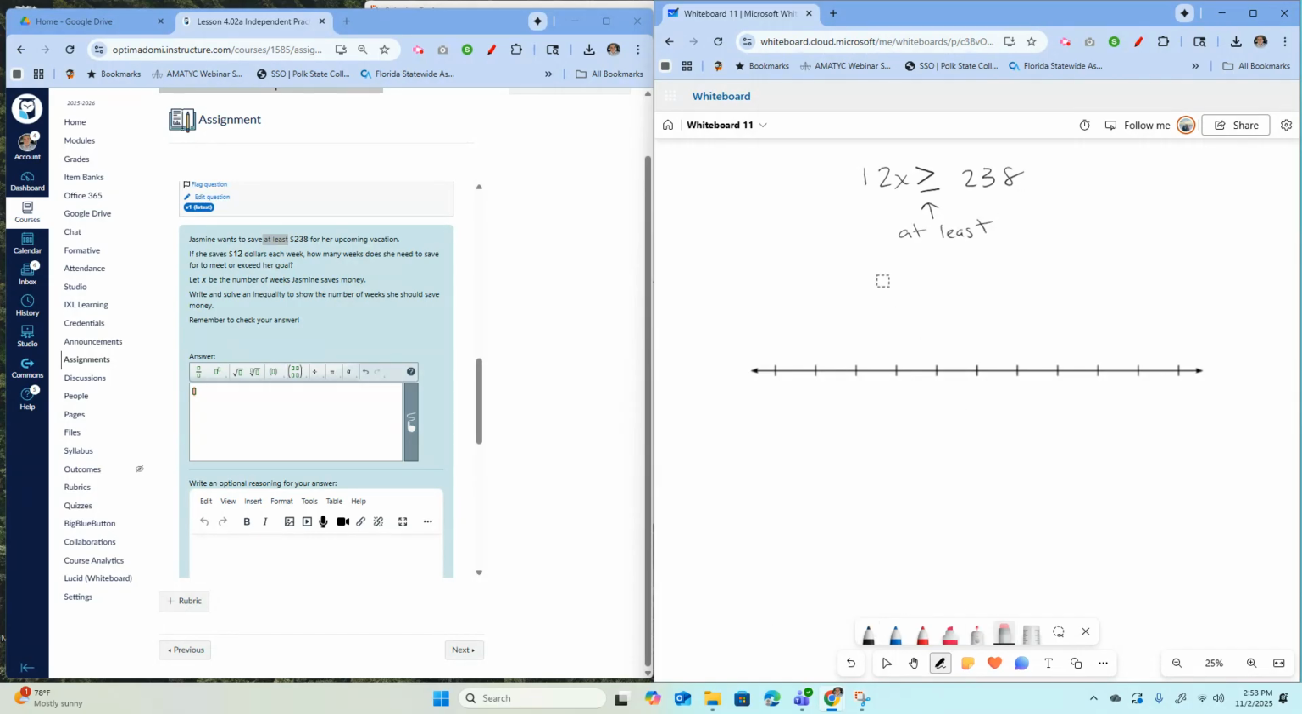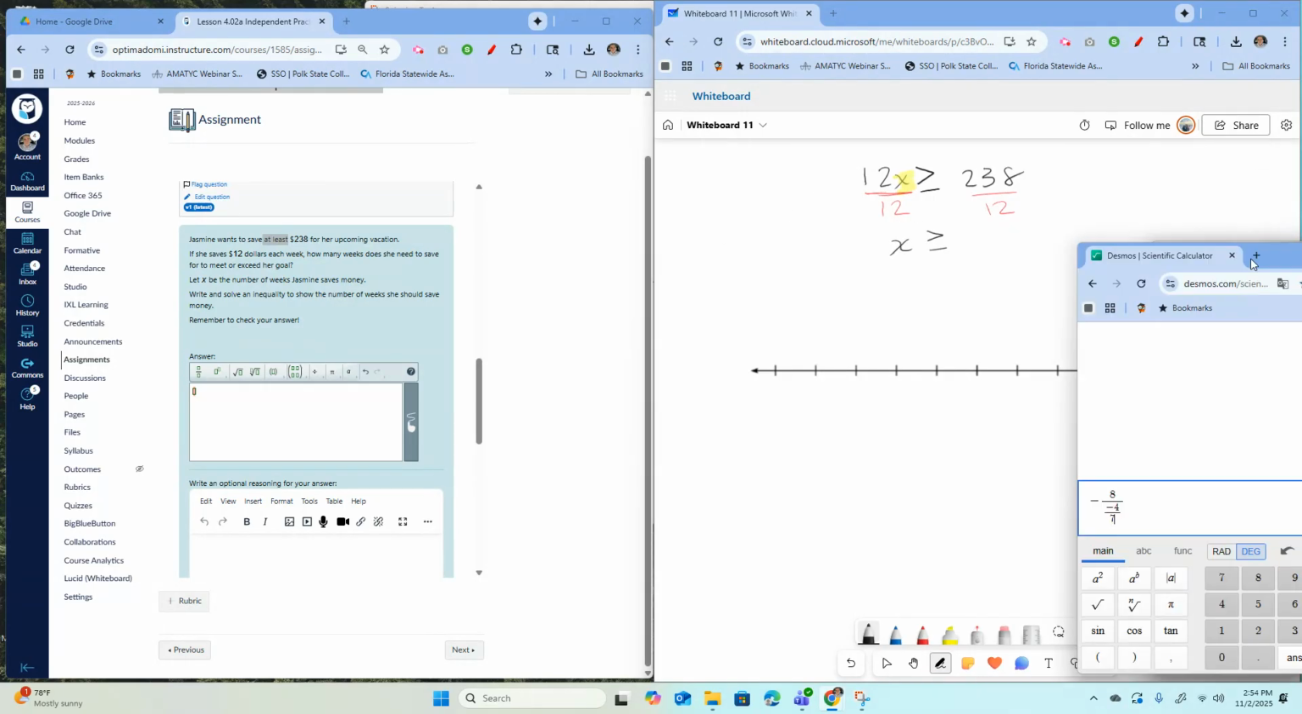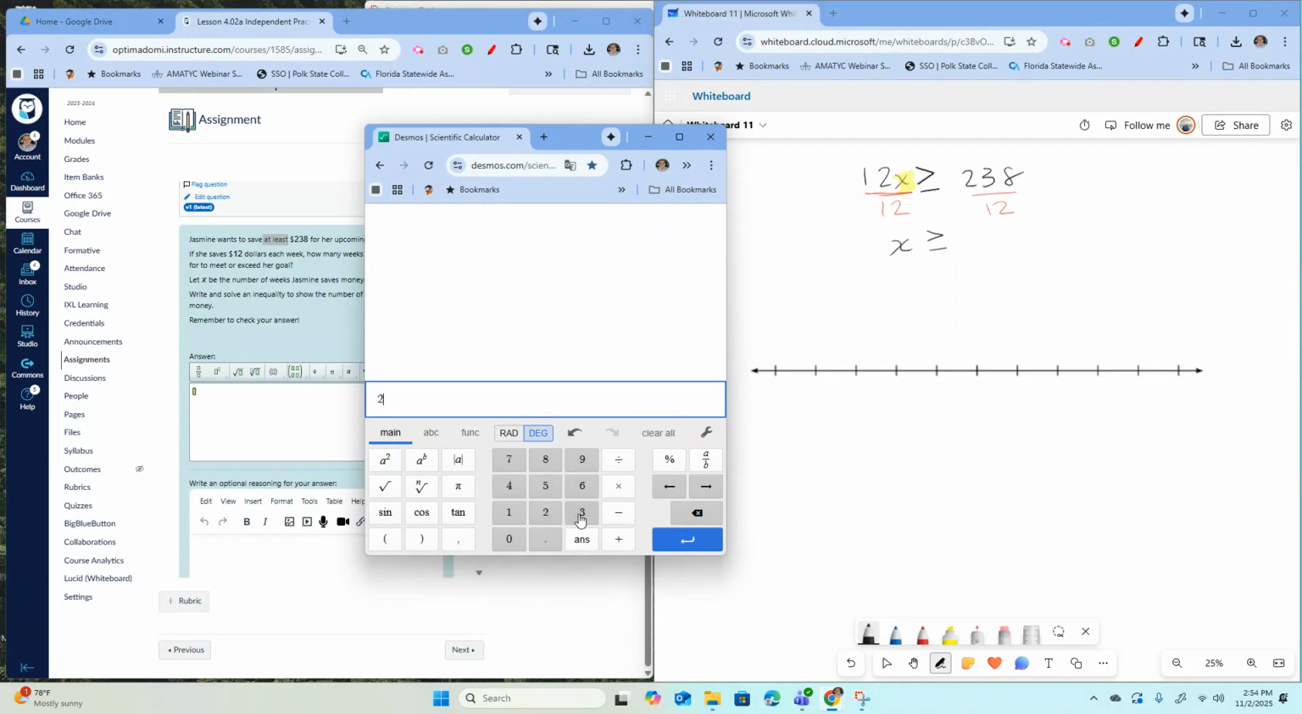And the way you're going to solve this inequality, let me erase this, is you want to leave the letter x by itself. How do you do that? You want to get rid of the 12. The 12 is multiplying. What's the opposite of multiplying by 12? You're going to divide by 12. 12x divided by 12 is going to be x. Drop the greater than or equal, and then take your calculator, and you're going to do 238 divided by 12.